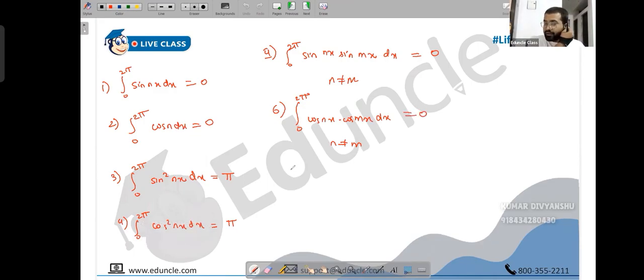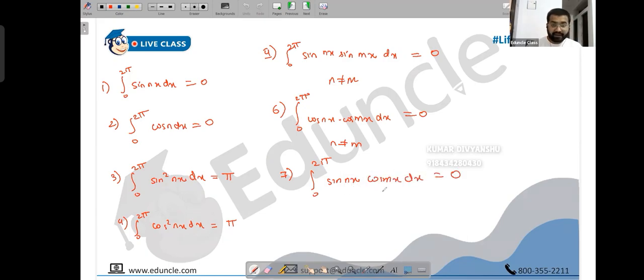So actually, I had made a huge list of these when I was learning Fourier series during my time. All of these are very important in Fourier series. Okay. So I'm just using my own notebook. Number 7, 0 to 2 pi of sin nx and cos mx dx. Okay. This is 0. Equal or unequal doesn't matter. Here, n and m can be equal or not equal, it doesn't matter. They will always be 0 for 0 to 2 pi.